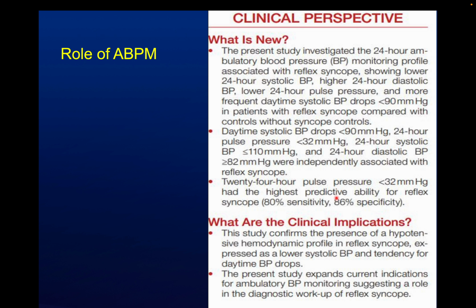Also, there is the presence of a 24-hour pulse pressure. If less than 32 millimeters of mercury in the 24-hour blood pressure monitor, it shows the highest predictive ability for reflex syncope. And as such, in our armamentarium for syncope, this is something that is needed to actually help us understand if reflex syncope can be present.